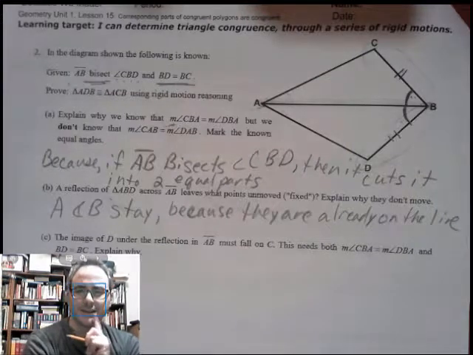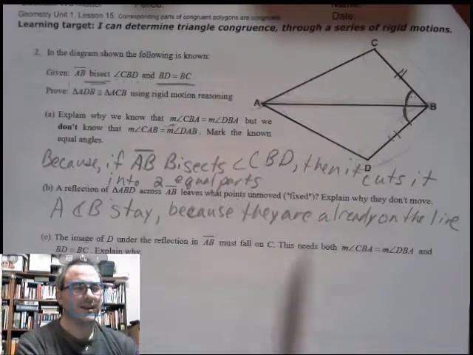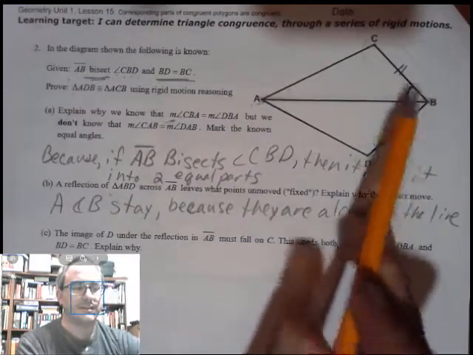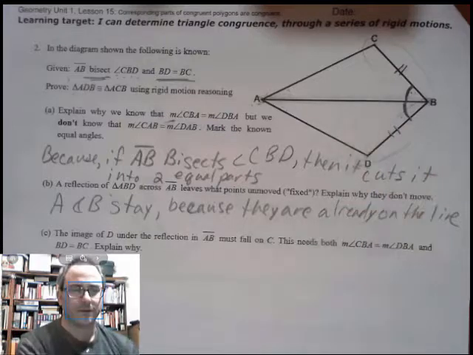Pause the video. Let's see if we can get some ideas about why the triangles might not be congruent unless I know for sure that these two pieces are congruent, that BD and BC are congruent. Pause it here.